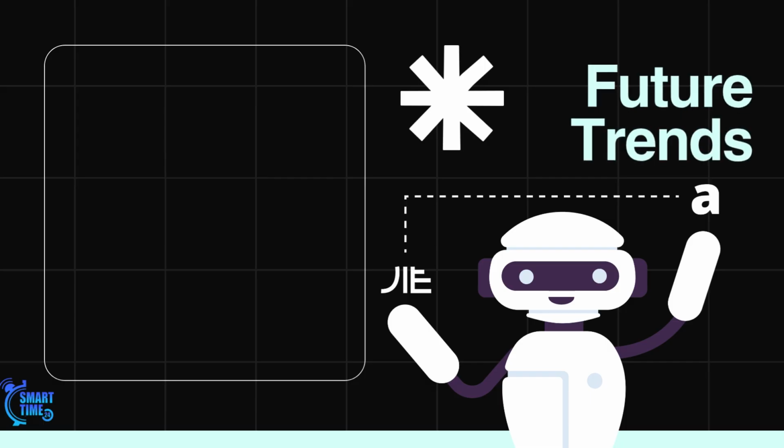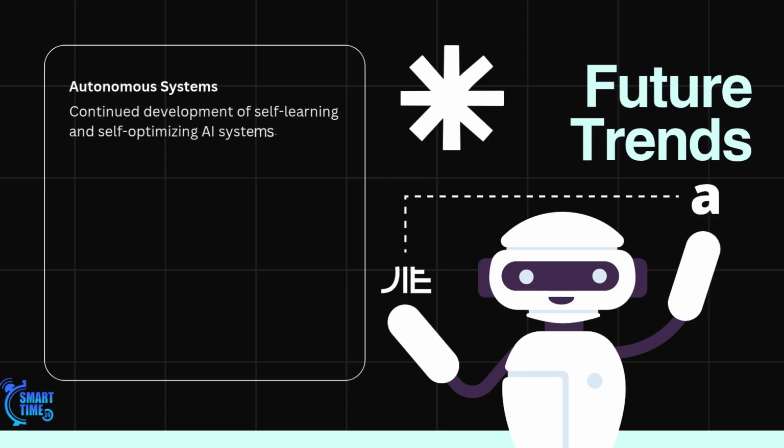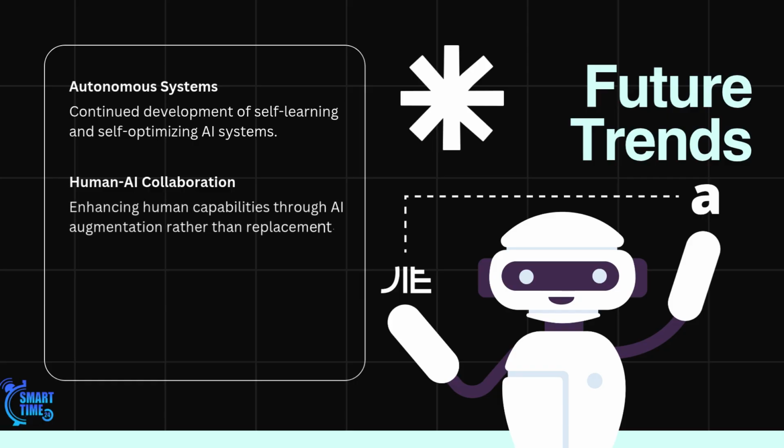Future trends. Autonomous systems. Continued development of self-learning and self-optimizing AI systems. Human-AI collaboration. Enhancing human capabilities through AI augmentation rather than replacement.